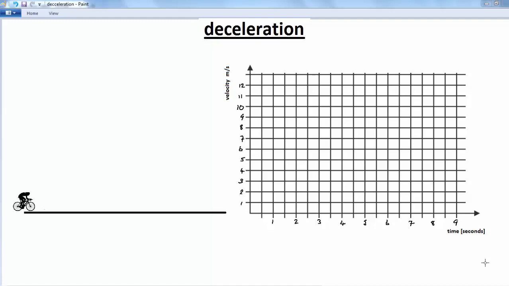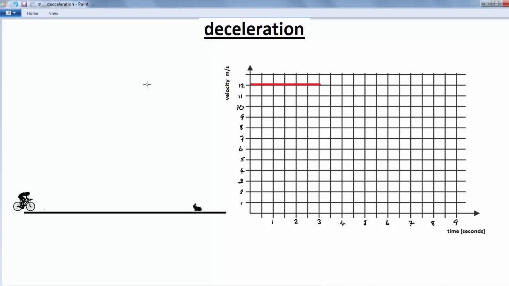Let's suppose that a cyclist is riding along the road and we measure his velocity after every second. Now let's suppose that his velocity or speed is 12 meters per second. Now at 3 seconds something surprising appears in his path. So to avoid hitting the rabbit he's going to have to brake.